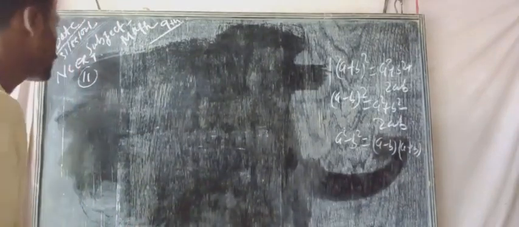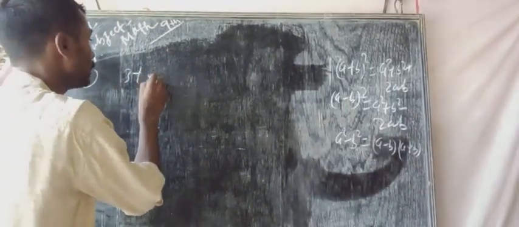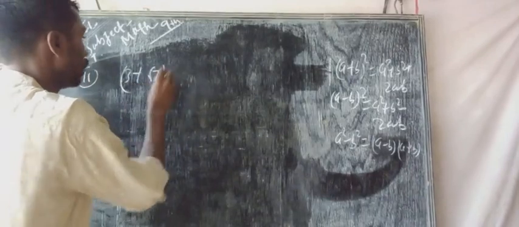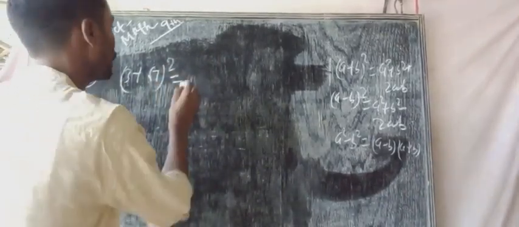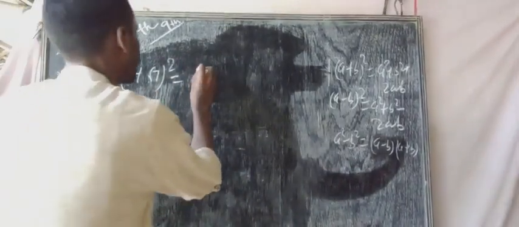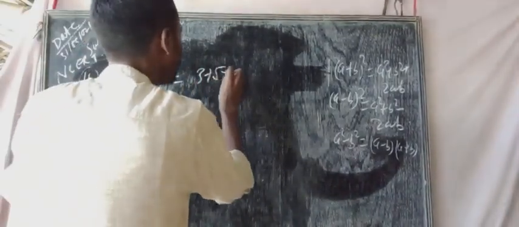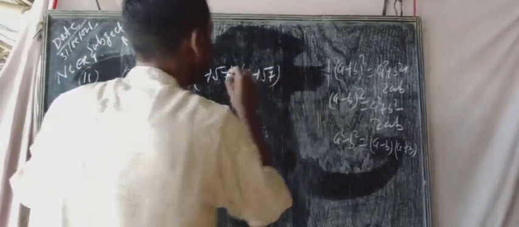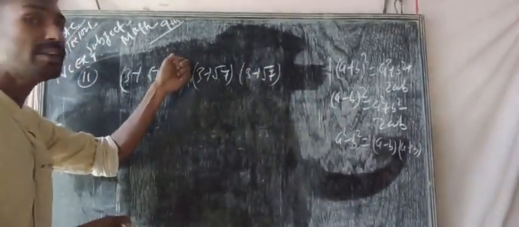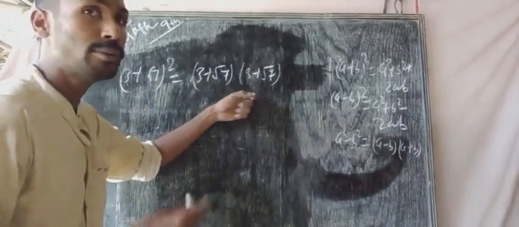The second question is (3 plus root 7) whole square. That means the quantity can be written as (3 plus root 7) multiplied by (3 plus root 7). It can be written two times because of the power, that is, the quantity is multiplied by itself two times.